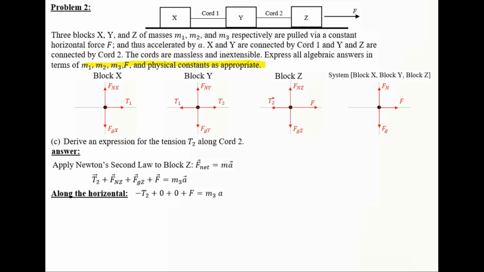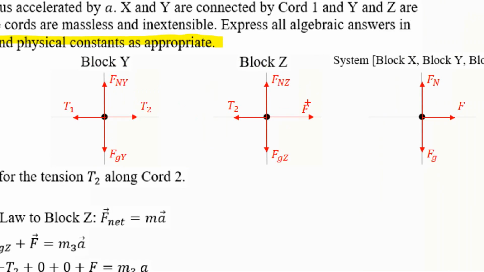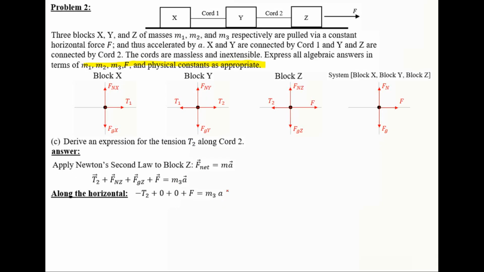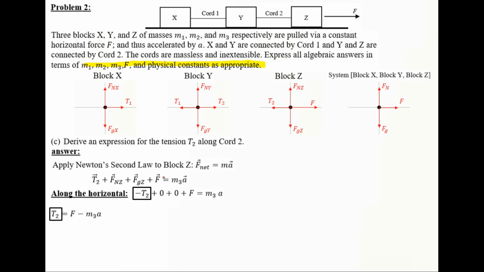And along the horizontal, notice that T2 is acting in the negative direction. For this reason, it's preceded by a minus sign. F is acting in the positive direction, so it's preceded with a plus sign. The mass is m3, A, it's neither projected. And we're searching for T2. Now we can move this to the right hand side and this to the left hand side. So that would be T2 is F minus m3A.